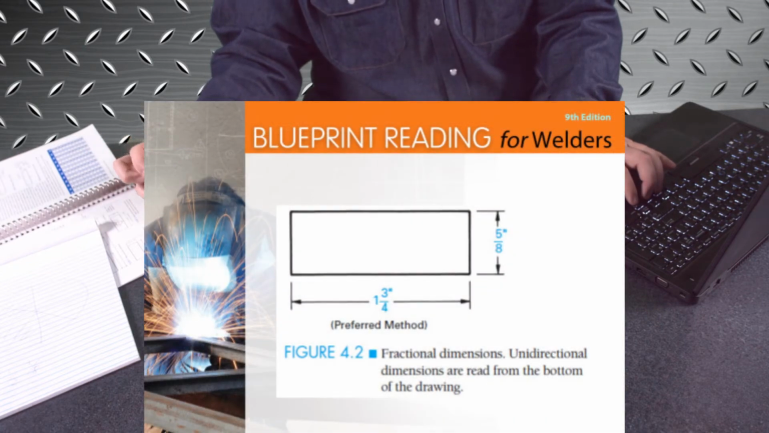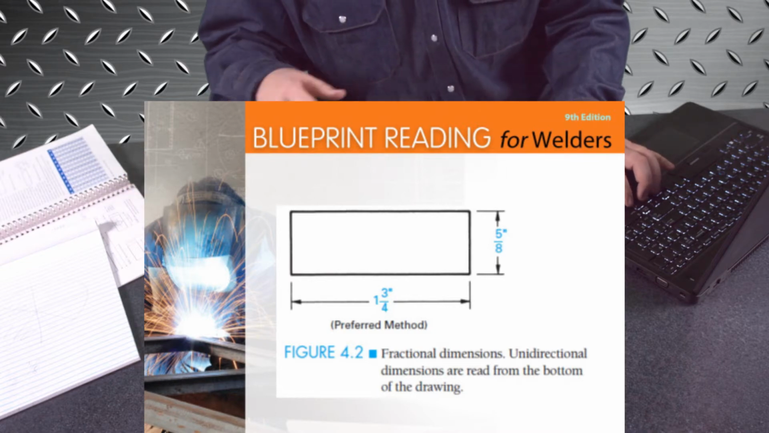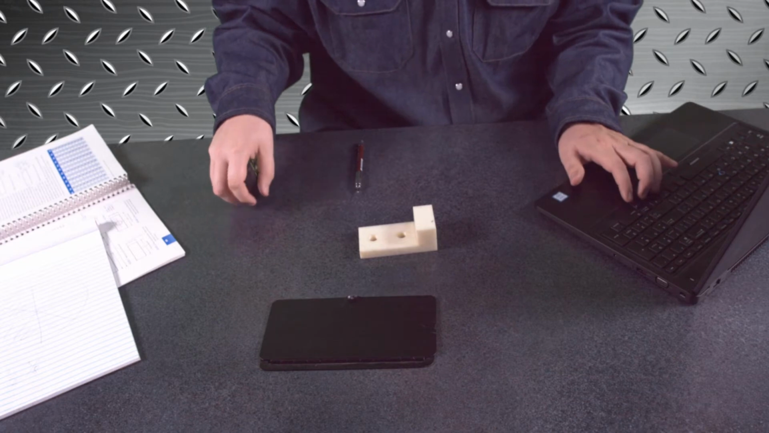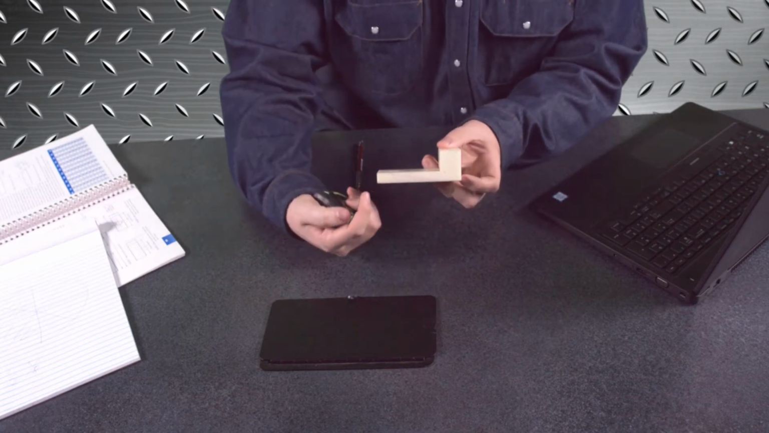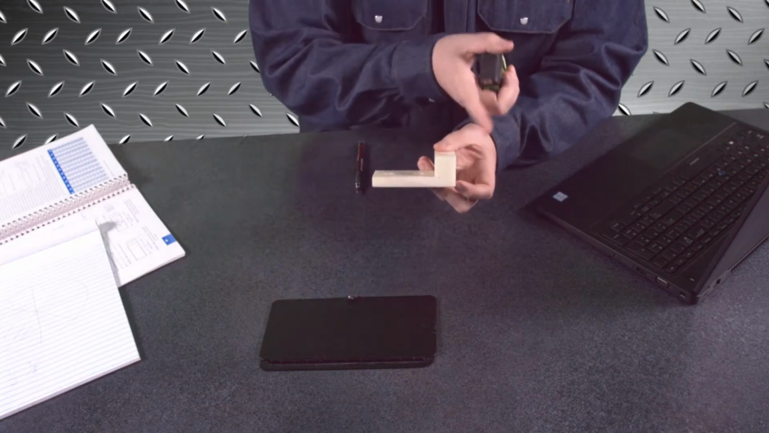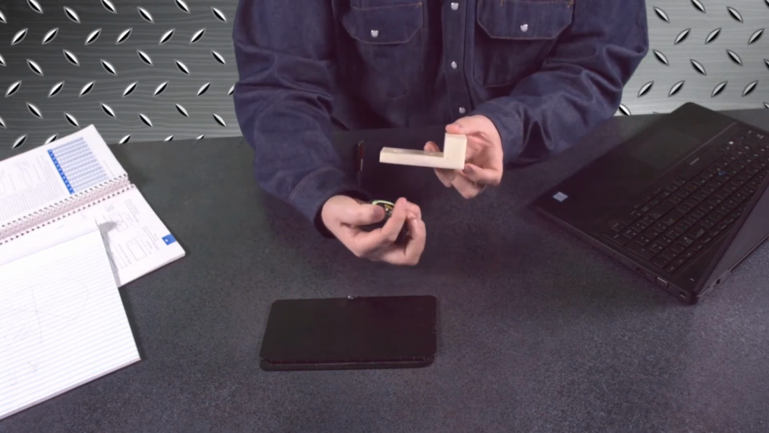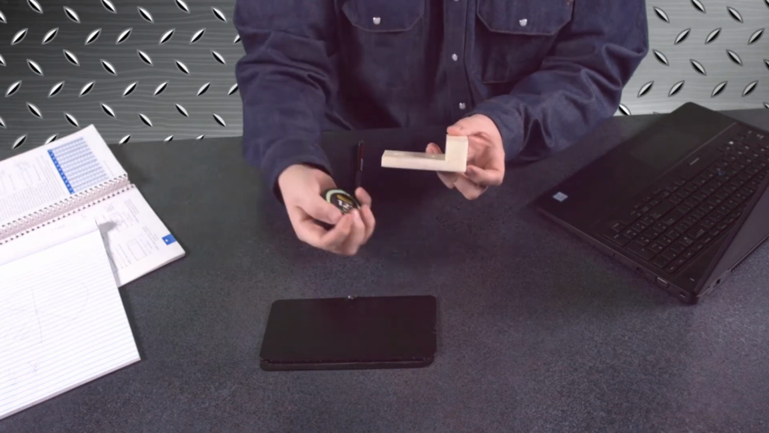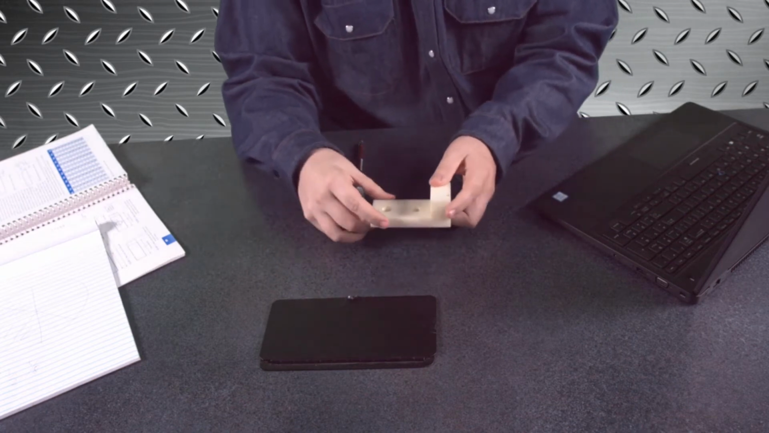Usually we prefer to use fractional inches, and we like to read them from the bottom of the drawing. So if they're drawn out and you're given size dimensions, usually the sizes are going to be on the bottom or on the side, but they are not going to try and put the size of the part above it. They're going to try to put them below it.